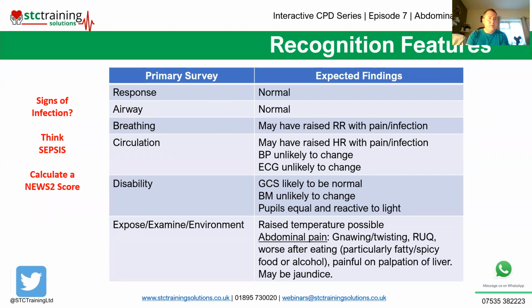So again, normal airway, normal response. Again, likely to have raised respiratory rate and heart rate with the pain, and again with the inflammation. If you're getting acute cholecystitis, inflammation of the gallbladder, then there may be a raised temperature there. There may be the possibility of sepsis.